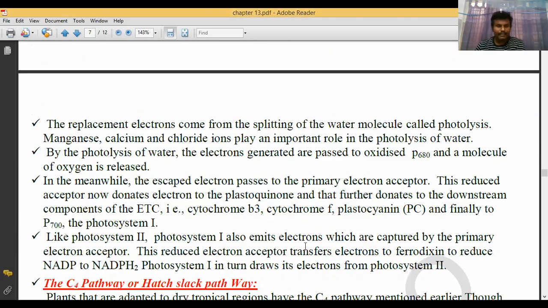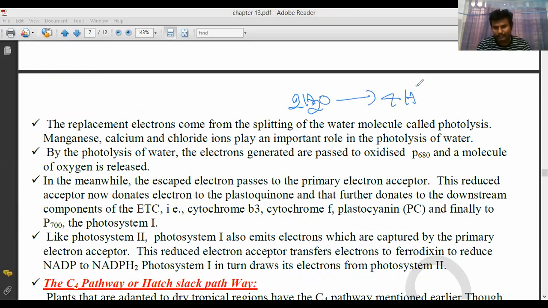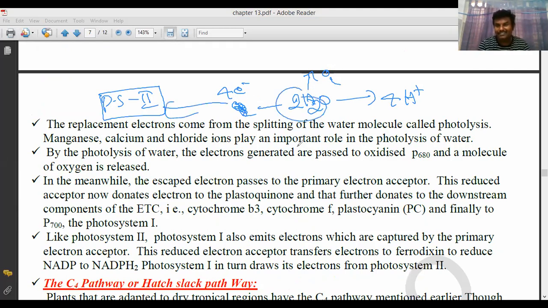Next, the replacement electrons come from the splitting of water molecules, called photolysis. So for replacement electrons, 2H2O splits into 4 protons, oxygen, and electrons. These electrons are absorbed by PS2. After that, one more water molecule is ready to donate electrons. This phenomenon is called photolysis.